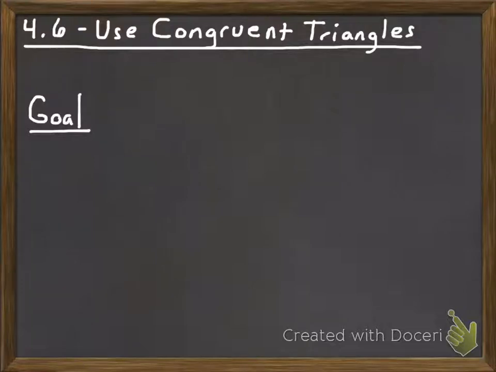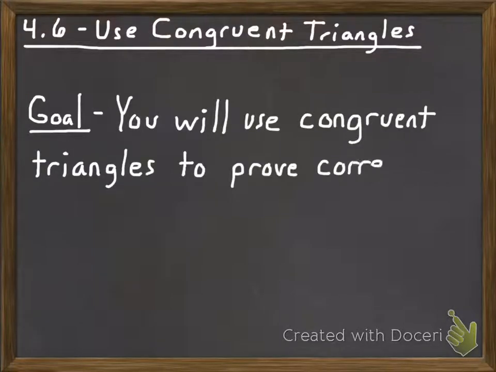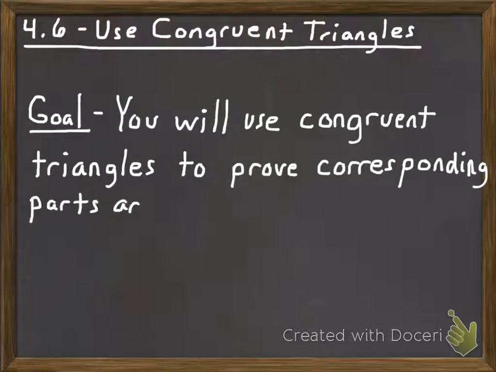Hey, what's happening, everybody? All right, we're going to be learning today section 4.6, which is about using congruent triangles, and it's building on what you've been doing in the previous few sections where you've been proving that two triangles are congruent. Now we're going to continue proving that two triangles are congruent, but we're going to do it with another goal in mind after we prove the triangles are congruent.